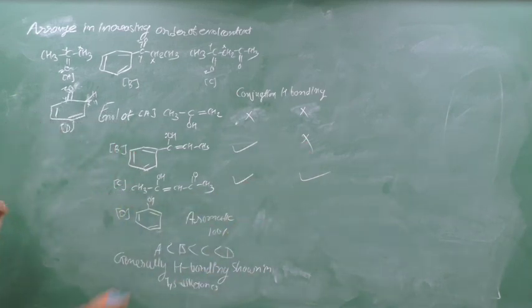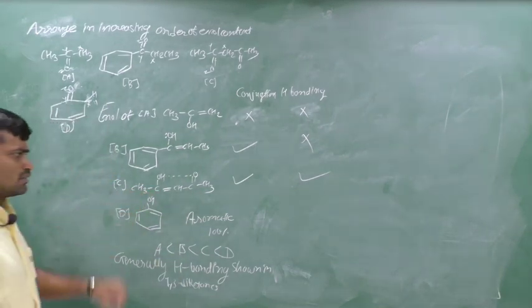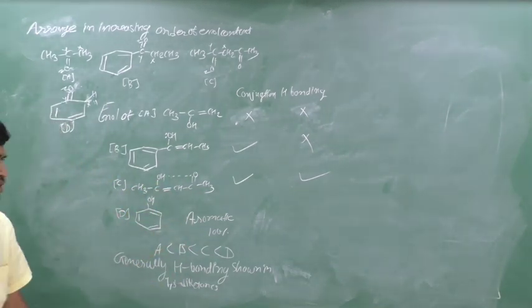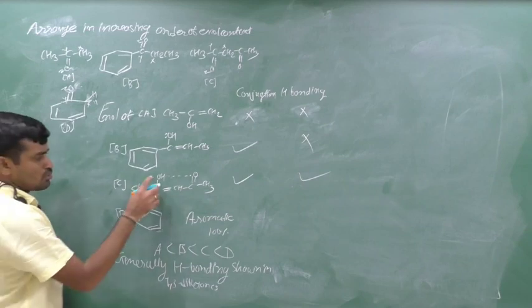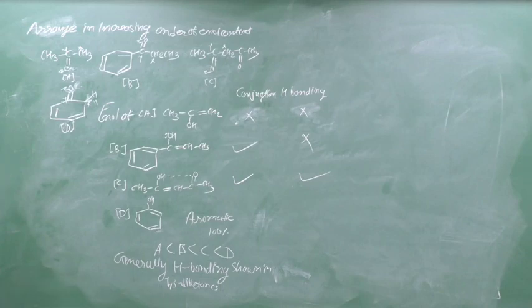If we check here, there is a possibility of hydrogen bonding. Therefore we can say that this is the possibility of hydrogen bonding and also conjugation, because lone pair, single, double. Conjugation is there, and hydrogen bonding is also seen here.